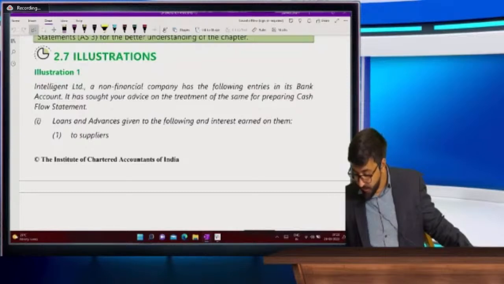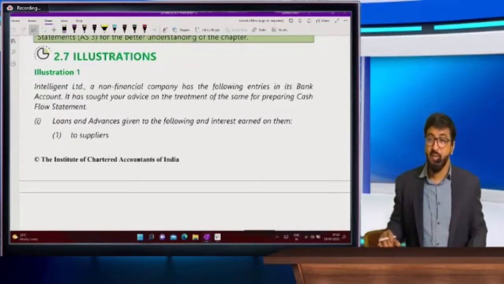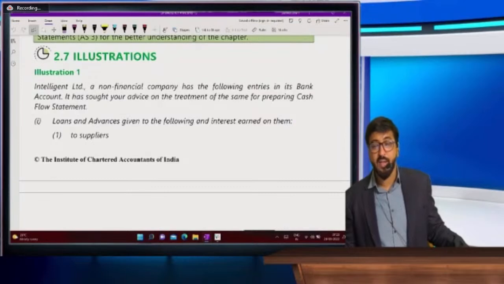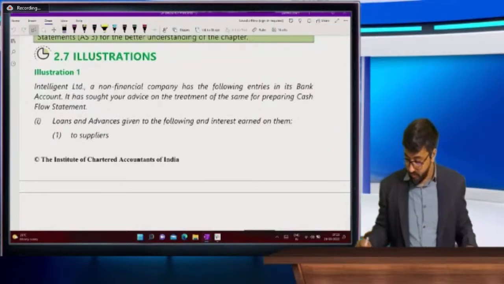Preliminary expenses non-cash. Actually, preliminary expenses was there in the previous study material, but now preliminary expenses has to be written off on the debit side, and we should not consider preliminary expenses as it is a non-cash expenditure. Written off.